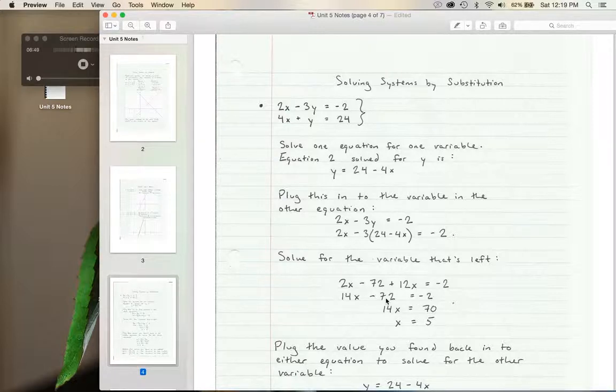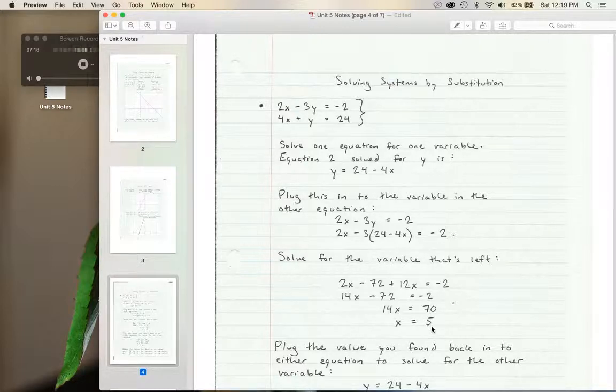And now I can add 72 to both sides to get rid of the 72 over here. When I do that, negative 2 plus 72 is 70. I'm left with just the 14x on the left and a 70 on the right. Then I can divide both sides by 14. So 14 divided by 14 is 1. I'm left with just x. That looks good. And 70 divided by 14 gives me 5.